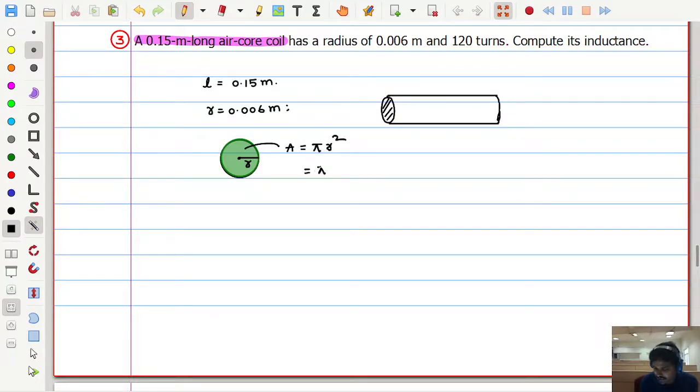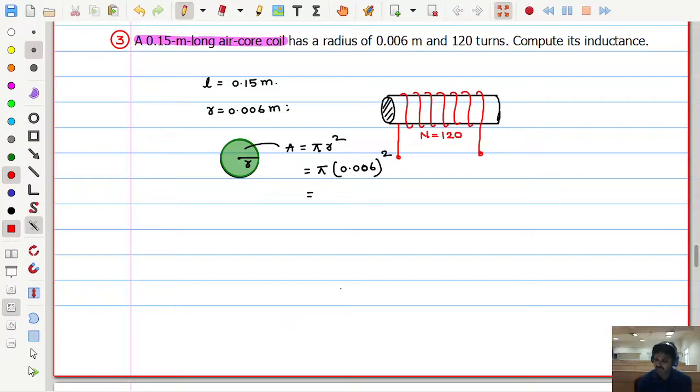So that is equal to pi into 0.006 square. How much is this value? Can you find it and tell me? What else is there? The number of turns is given. On this pen, why a pen? Because it is air core, and air core means it is a non-conductor. Like this, some coil is placed. Conductor is placed. Now, how many turns did we place? N is equal to 120 turns.